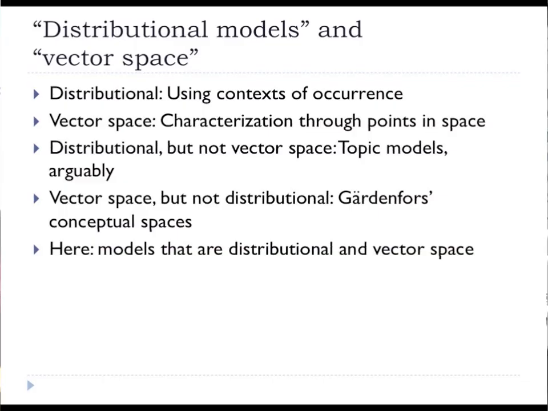The other way around, you can have models that describe words in a way that is a vector space, but that is not distributional. In particular, Gärdenfors' conceptual spaces use a space where you'd have a dimension like the brightness of a color or the degree to which a taste is sweet. So you can, again, describe entities in terms of this space, but that's not distributional. So here I'm going to be mainly concerned with models that are both distributional and vector space, and I'm just going to say vector space models for short.